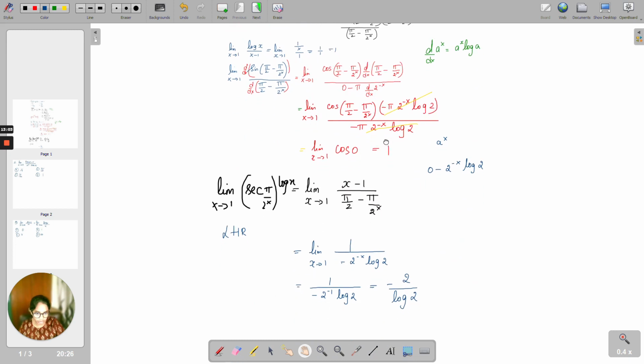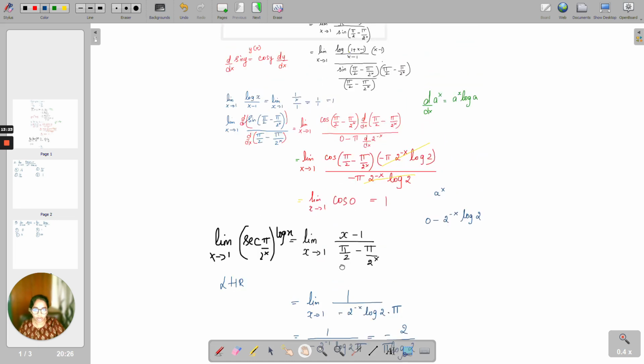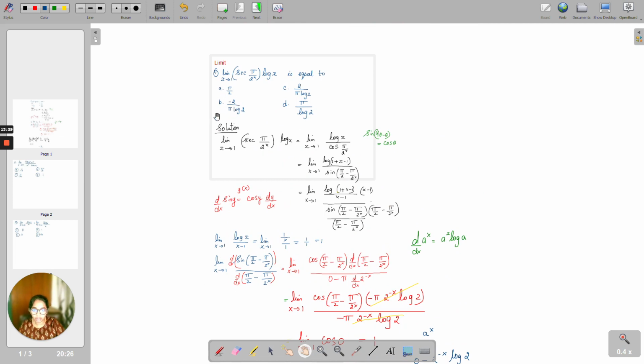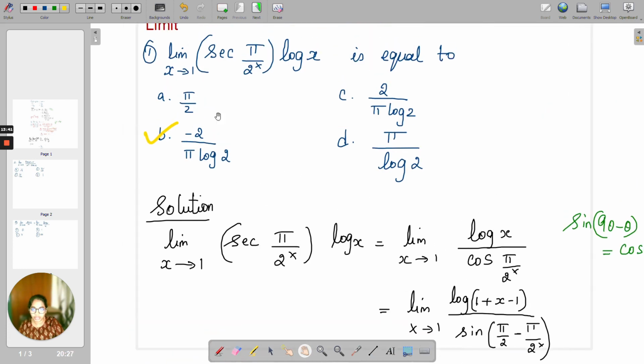Did we miss a pi? Yes, we have missed a pi. Over here we had pi divided by 2 power x, so I would get a pi over here. So minus 2 divided by pi log 2. That is option B, right? So our correct answer is over here. I hope this is visible to you guys. Minus 2 divided by pi log 2.